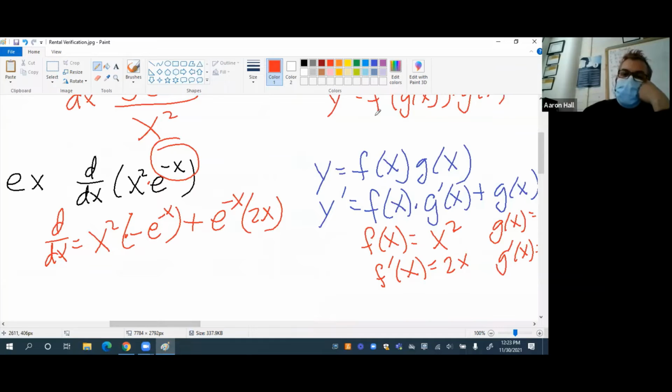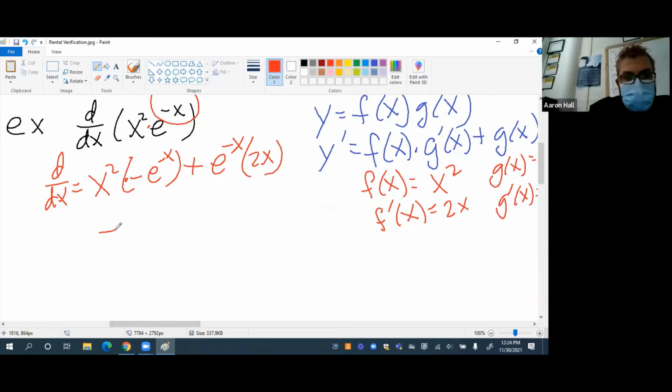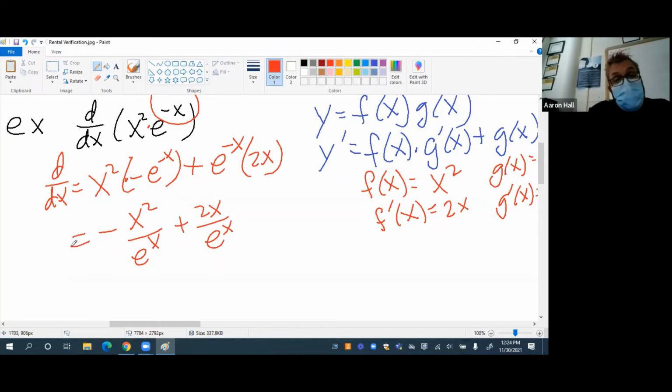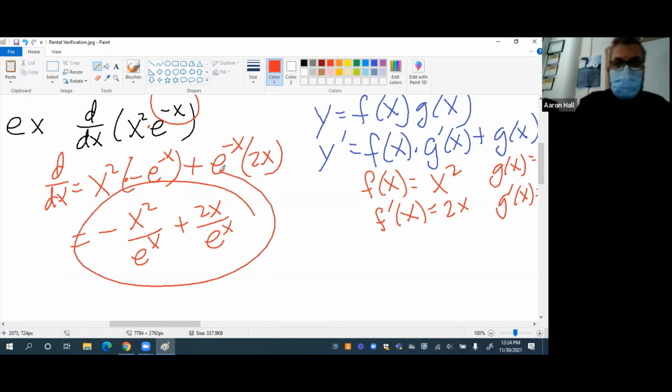If it's multiple choice, my guess is that this would be in the front. Sometimes for multiple choice, if it's a negative exponent, they'll move that to the denominator, this one as well. So they could certainly have this as one of the choices. Or they could have something like negative x squared over e to the x plus 2x over e to the x. Thomas, how do you feel about that? Does that look the same? Yeah, so they may have it like this if it's multiple choice.